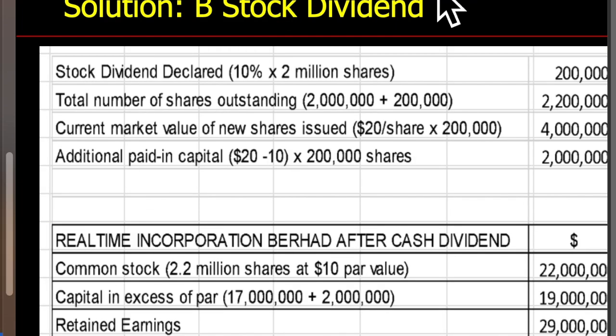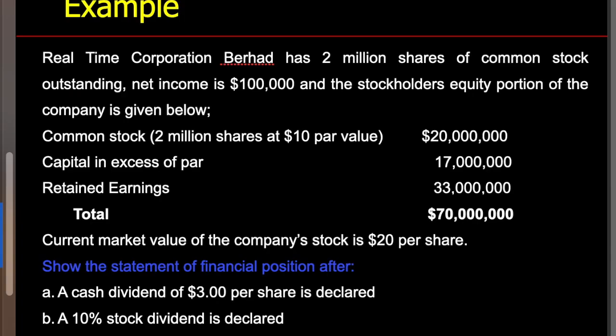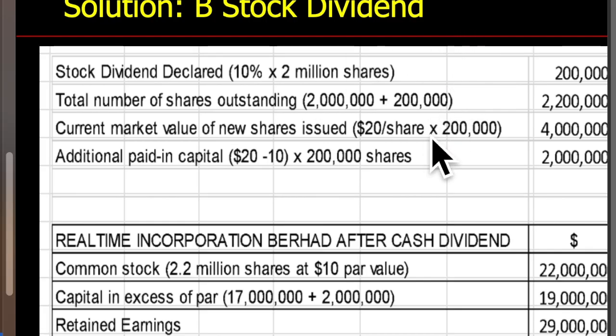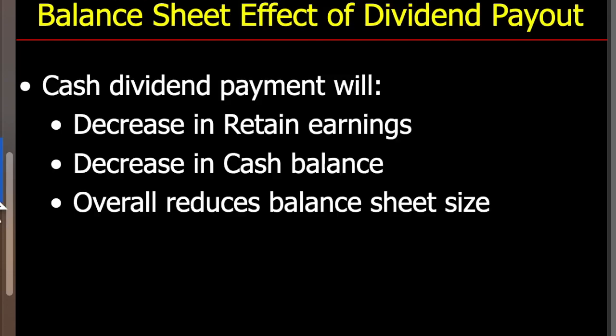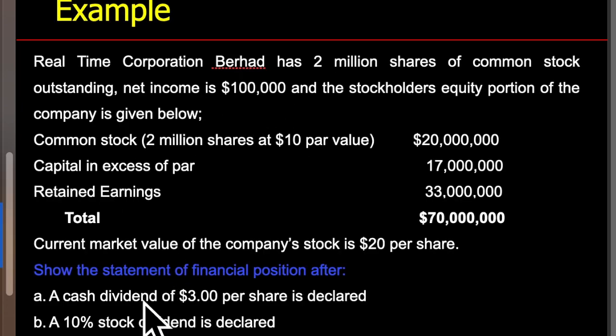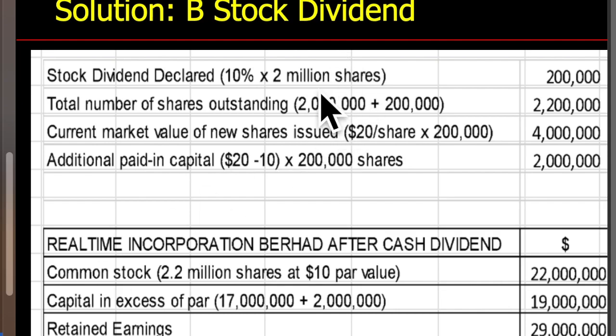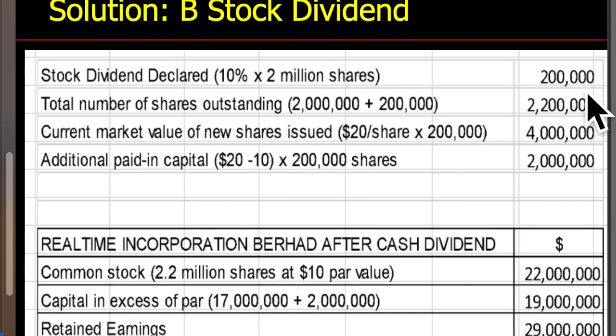So let's go to solution B. When a stock dividend is declared, a 10% stock dividend is declared. So when you declare a stock dividend, it will affect what? Your shares and also your paid in capital. So these are the necessary adjustments. Stock dividend declared is 10% times what? 2 million shares. Remember our 2 million shares, and 10% of the stock dividend gives you what? 200,000 shares. So now we are giving out 200,000 shares as our stock dividend.